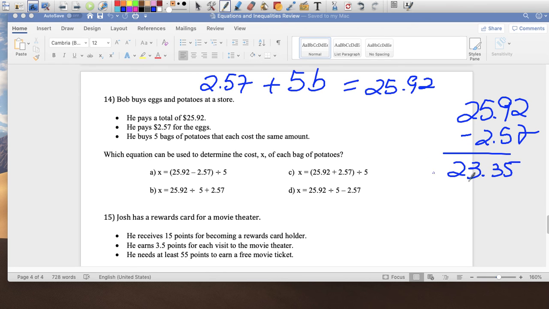And then this is what I spent on the bag of potatoes. And how many bags of potatoes did I buy? I bought 5. So I'm going to take that and divide it by 5. So the first thing, if you look at the operations here, I had the total, $25.92, which all of them have. And the first thing that we did was minus the eggs, so minus 2.57.